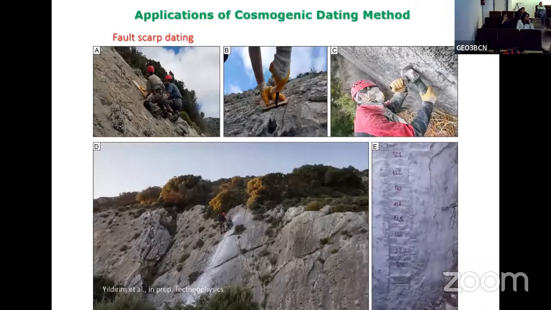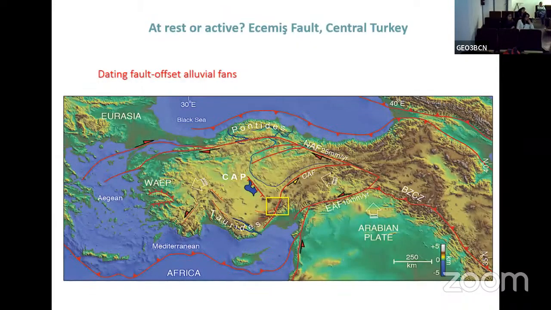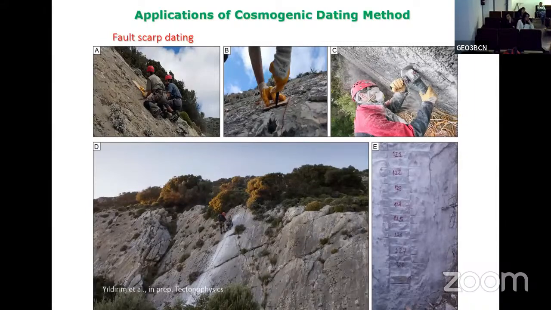Okay, so let's talk about the applications of this method. One of them is fault surface dating. This is from the southwesternmost part of Turkey. It's a beautiful fault surface, you can see. What we did is collect samples every 20 centimeters or so. And you can see on the surface as well that this fault moved several times like this.